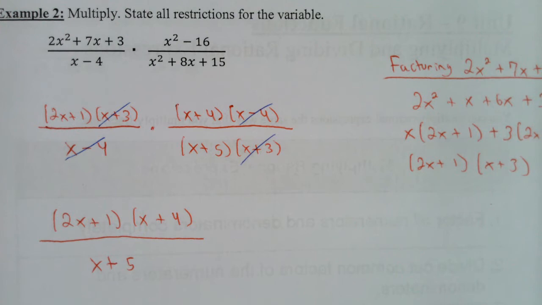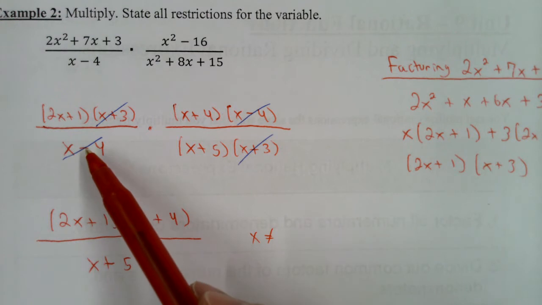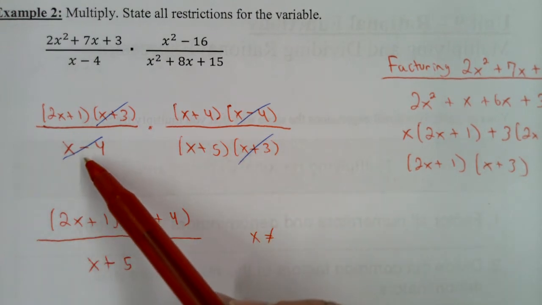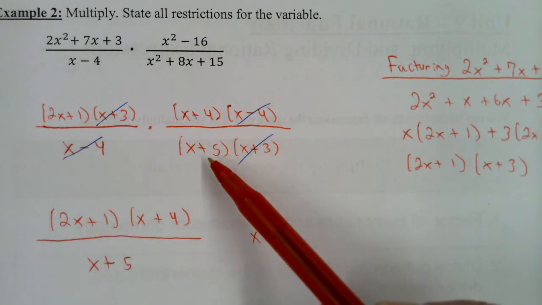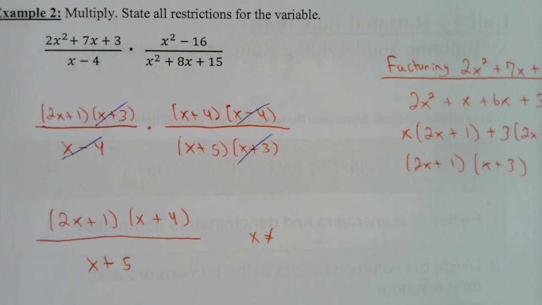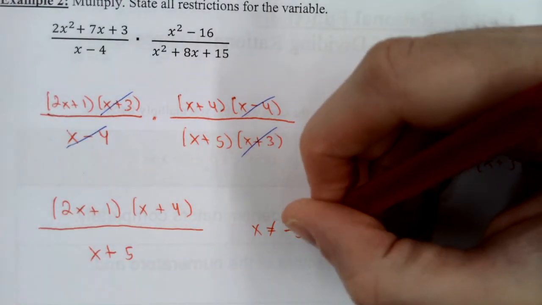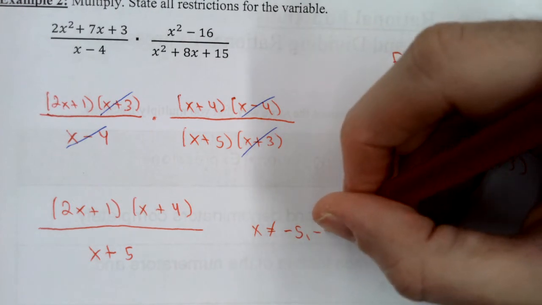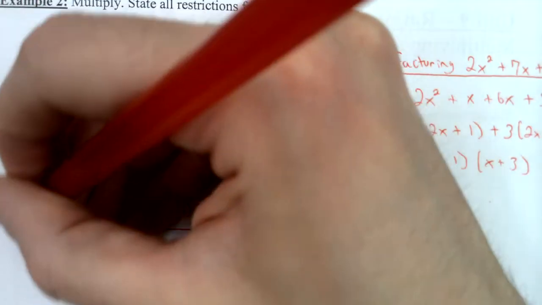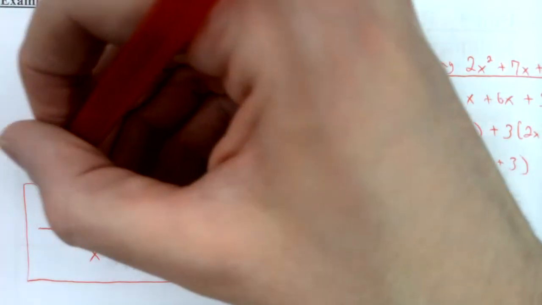For the restrictions, again, don't forget about each of these. You have a restriction of 4. X cannot be 4. X cannot be negative 5. And x cannot be negative 3. I like to go smallest to biggest, so I'll say negative 5, negative 3, and 4. Again, because the denominator cannot equal 0.